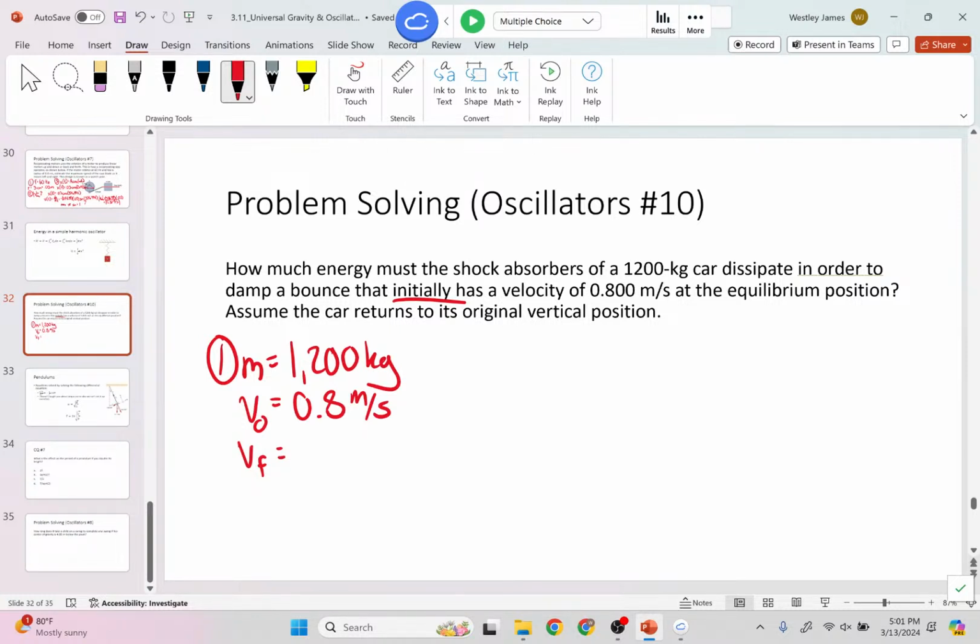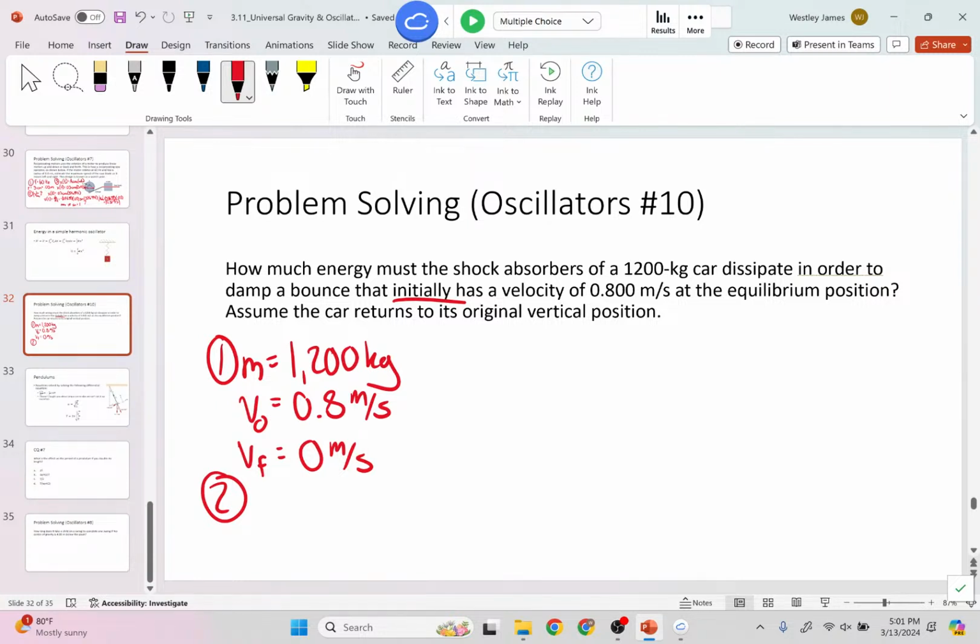Sometimes it's beneficial to lose energy, to transfer energy in the form of friction and things like that. If your shocks in your car are not stiff enough, that could happen. You're just bouncing, and that's not the most enjoyable experience. Anywho, we are trying to find the energy that it must dissipate.